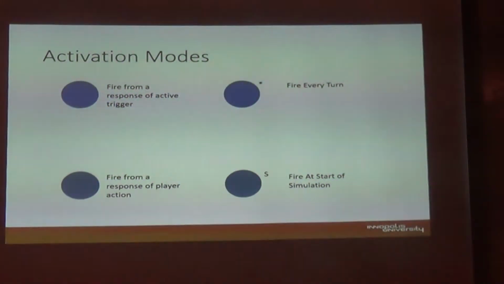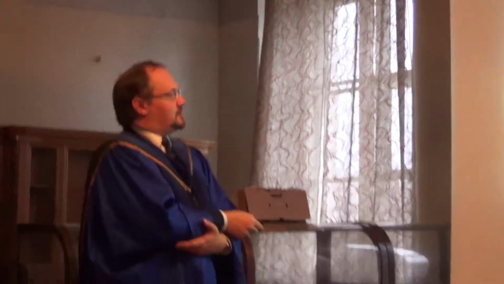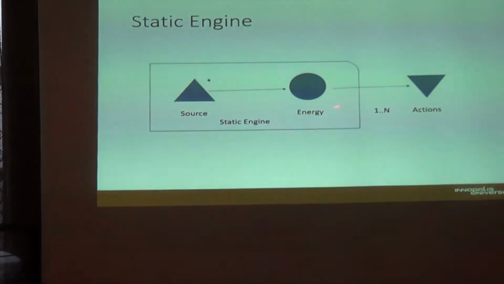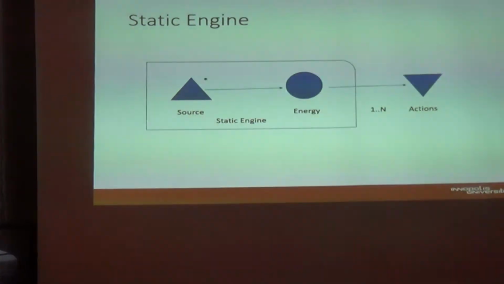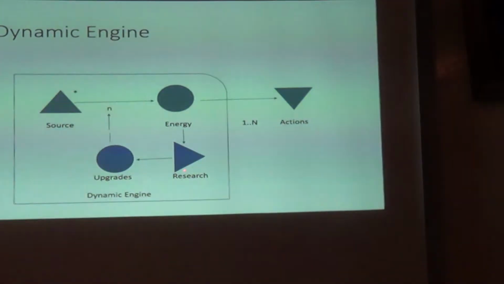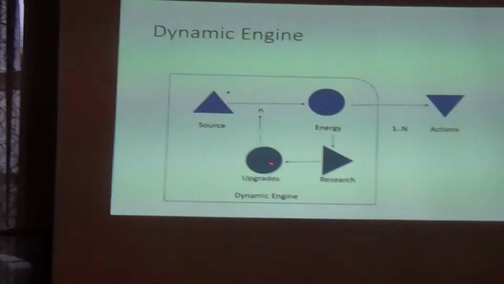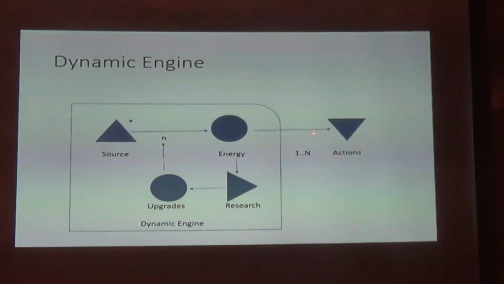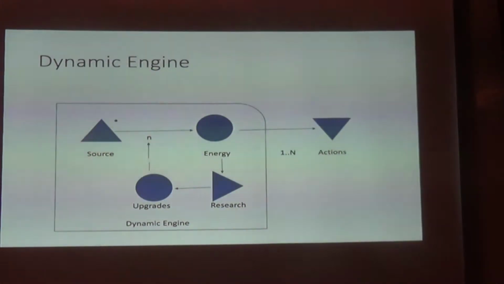So from this you can also build larger structures that are common. So this would be a static engine. You have a source that's firing on every single turn, giving you some energy. From that energy you can make some actions and sink them away. Maybe I have something that can upgrade this. Then I can create a dynamic engine. I have a source, it creates some energy. If I put energy into research based on player action, then I get upgrades from a pool, and this changes how much is gained every turn, and then I can use that to make other actions.